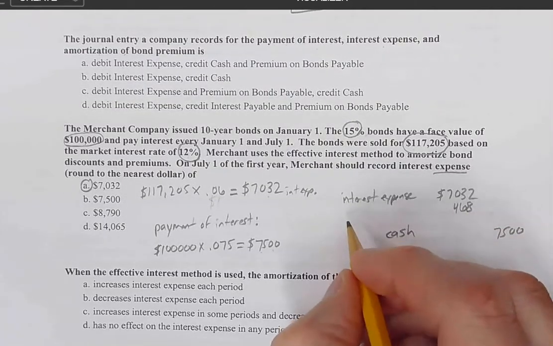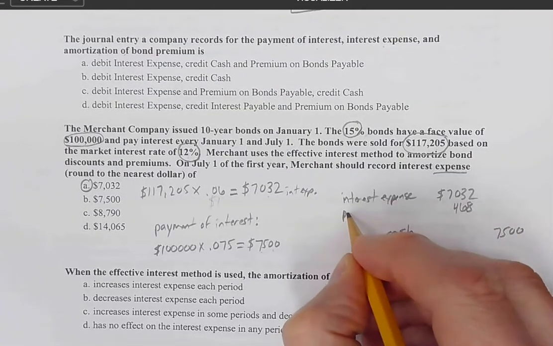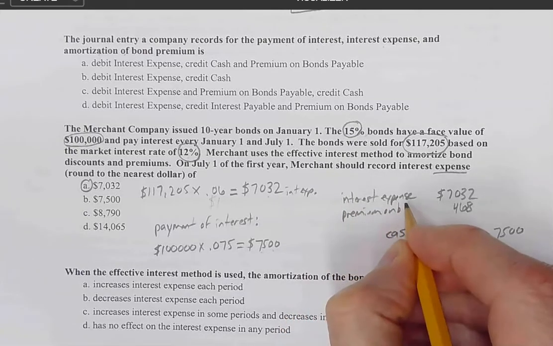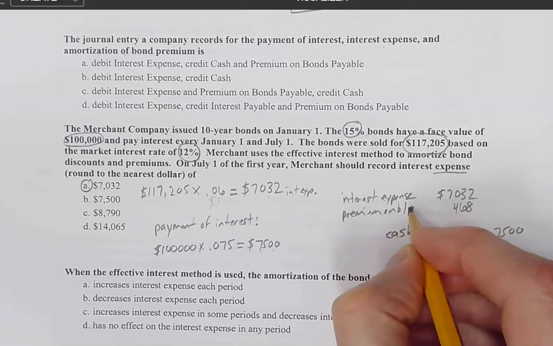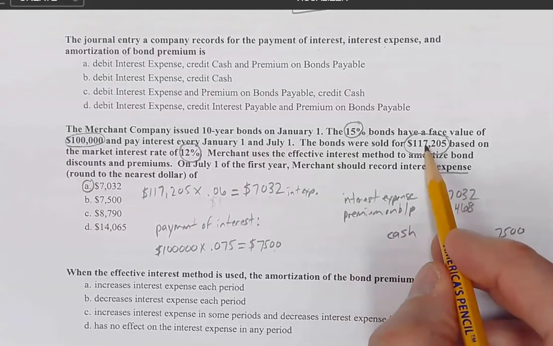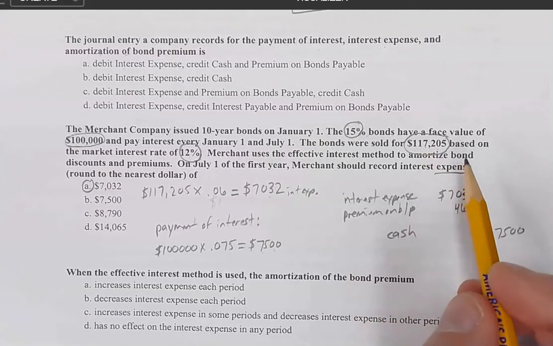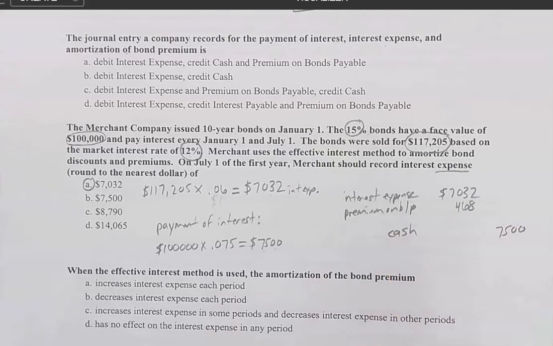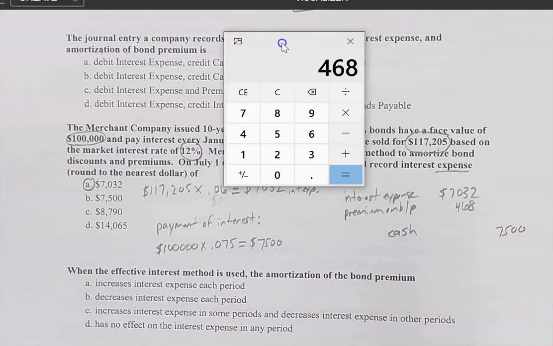And this is going to be premium on bonds payable. We would have set the premium of $17,205 up initially with a credit. Now we're debiting it. So let's make sure that we balance. Well, I know we should, but 468 plus 7032 equals 7,500. This is our journal entry.